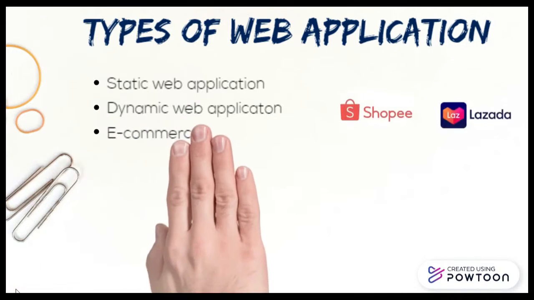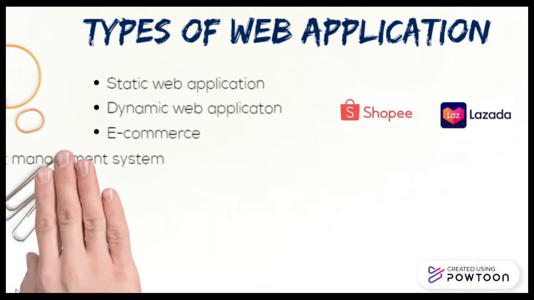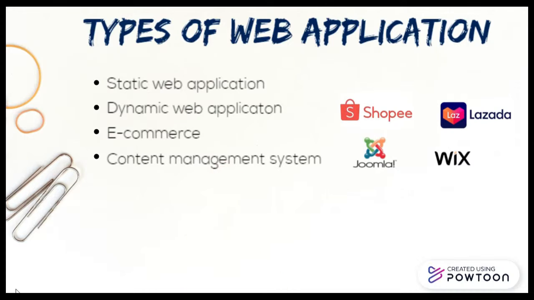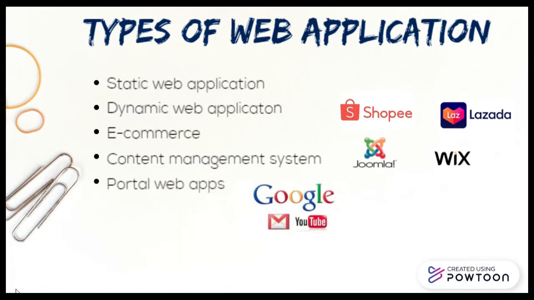For example, e-commerce is online shopping such as Shopee and Lazada, which is simply the sale and purchase of services and goods over an electronic medium like the Internet. A CMS is a web application that allows you to create, edit, and publish content, for example Joomla and Wix. A portal web app is a web-accessible, interactive tool on a secured website such as Google and YouTube.